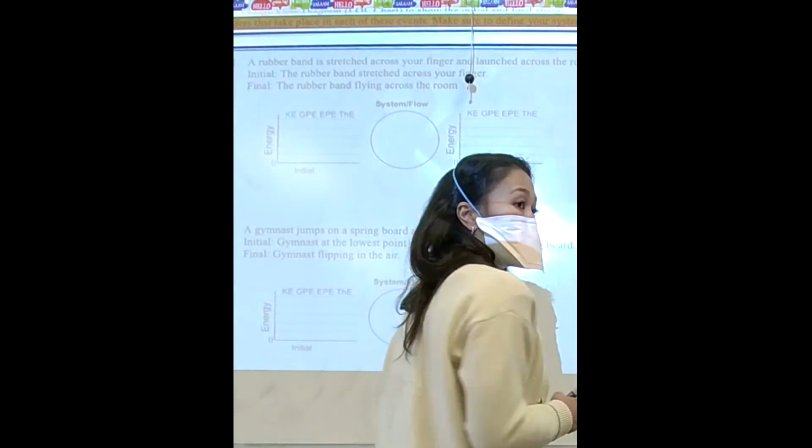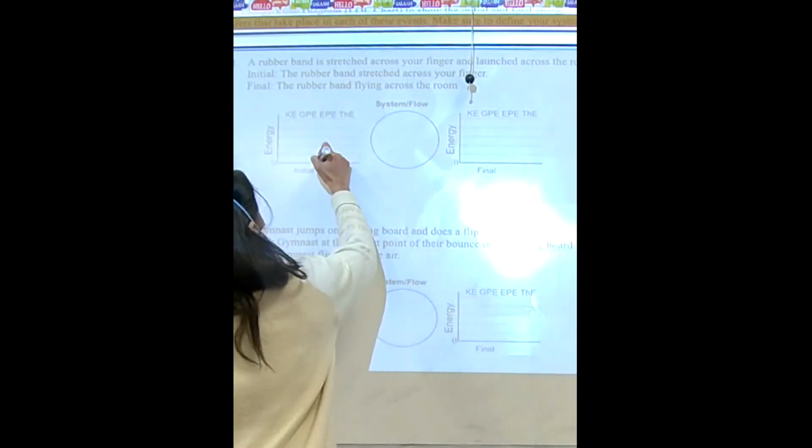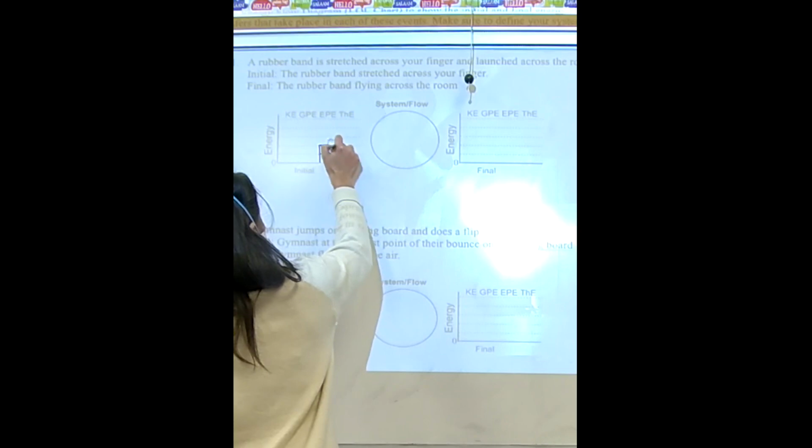So in this scenario, we've got a rubber band that's stretched across your finger and launched across the room. There are many different ways to answer this question, and they all could potentially be correct. It also depends on your interpretation. So I'm going to cover all the different scenarios that students mentioned in class. So the rubber band being stretched across your finger, right off the bat, a rubber band stretched has elastic potential energy.